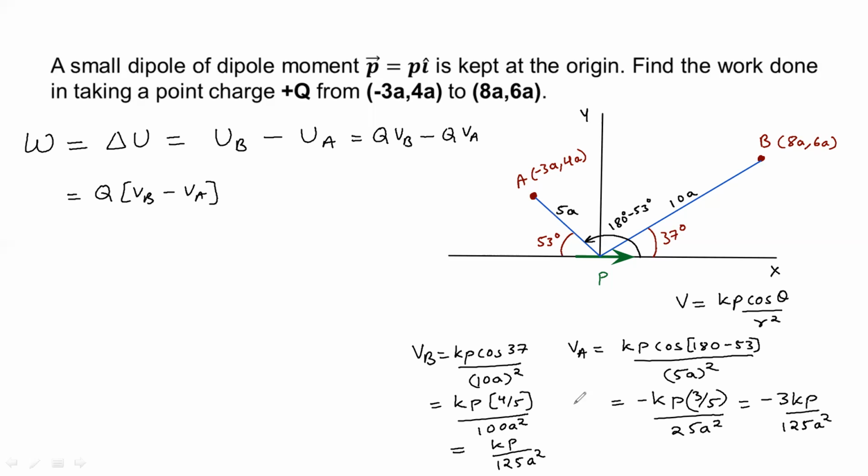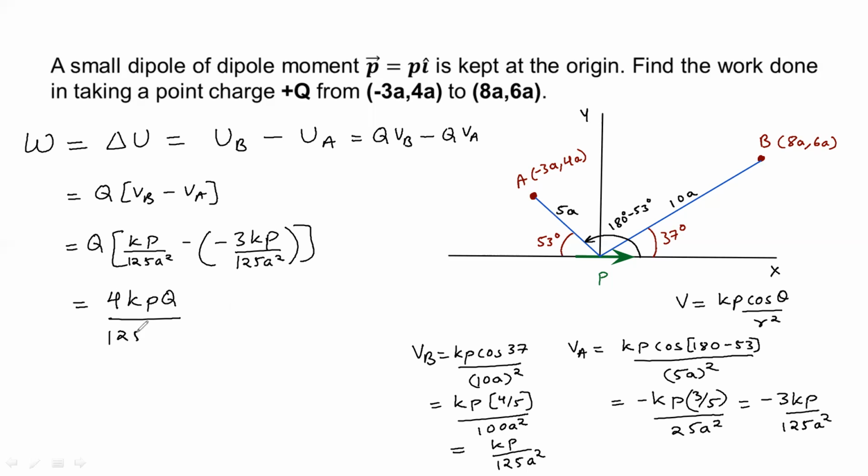Yes. Now just plug in the values. It is going to be Q times Kp. You can see that this is towards the positive side, so the potential at B is going to be positive, and it will be negative over here, right? Now Kp by 125 a squared minus minus 3 Kp by 125 a squared. So this would turn out to be 4 Kpq by 125 a squared. So that's the answer. All right.